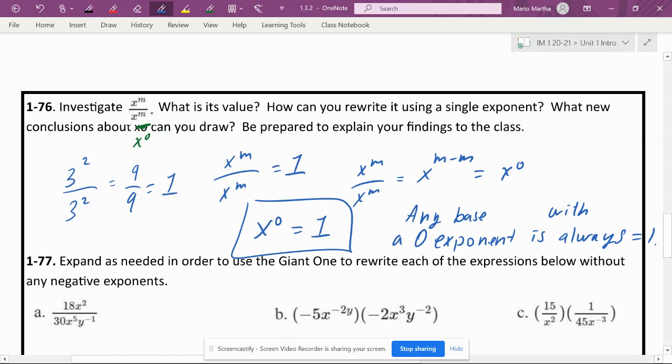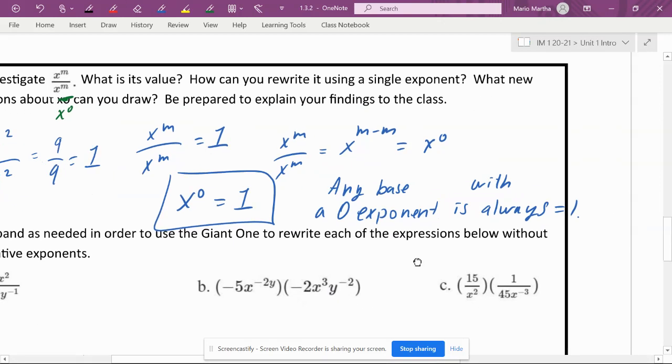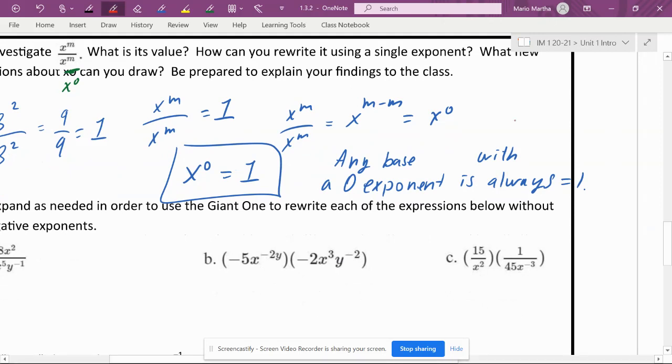Right? So remember, there is an exception, and make sure you write it in your notes somewhere. The exception: 0 to the 0 does not equal 1. That's the only exception.